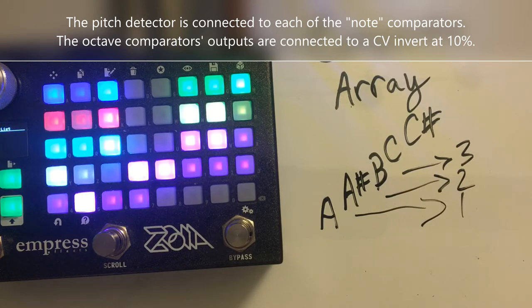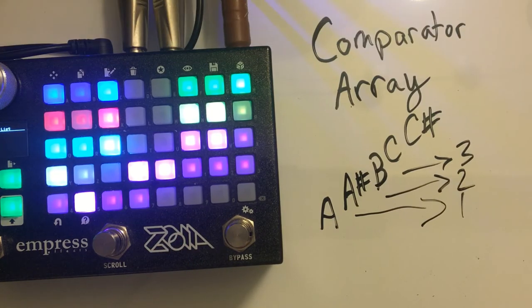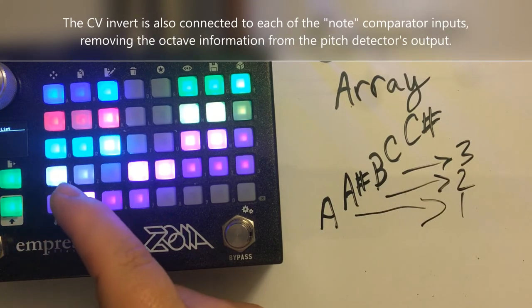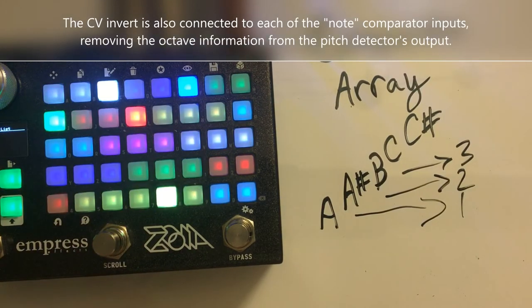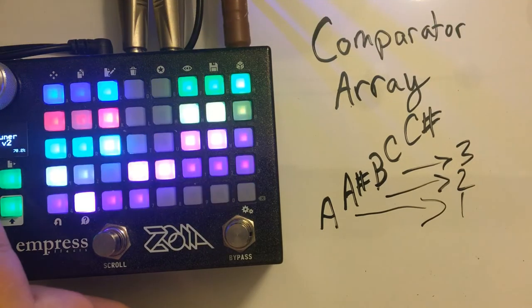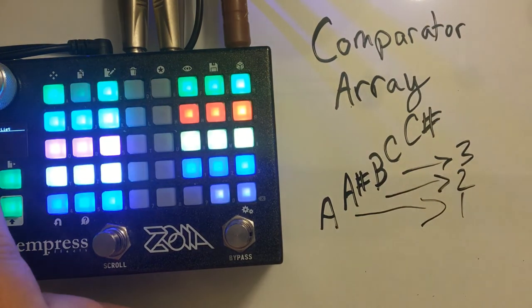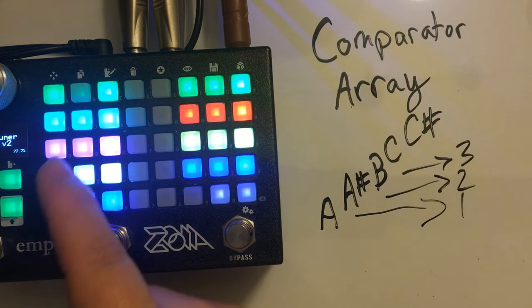And so again, the pitch detector will produce a value that's associated with the note, but also the octave. And these values are inverted and sent to the input of each of the note detectors, essentially, so that it shears away those differences.